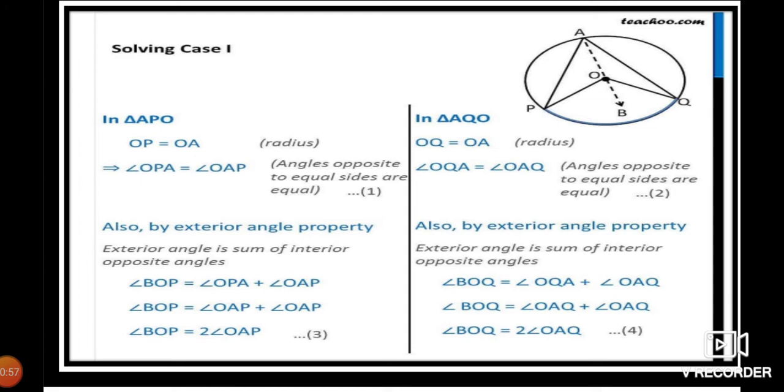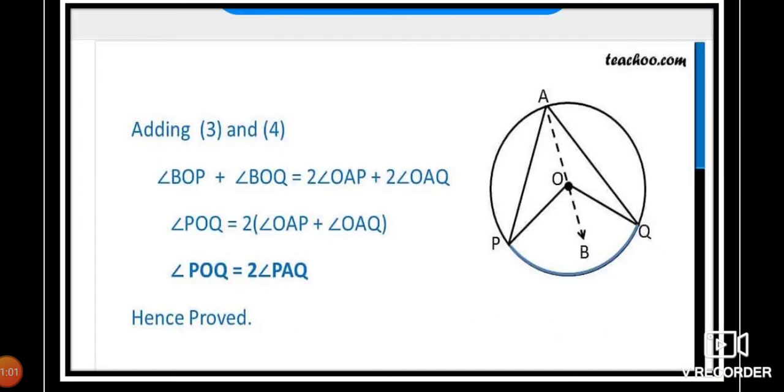Whatever we did in the LHS side circle, we have done the same in the RHS side circle. Okay, now adding equations number 3 and 4: angle BOP plus angle BOQ equals 2 angle OAP plus 2 angle OAQ. So angle POQ equals 2 times angle OAP plus angle OAQ. So POQ equals 2 angle PAQ. Hence it is proved. Okay, next.